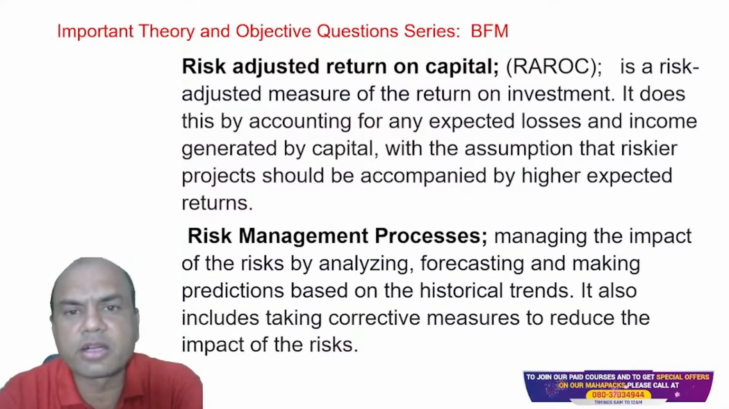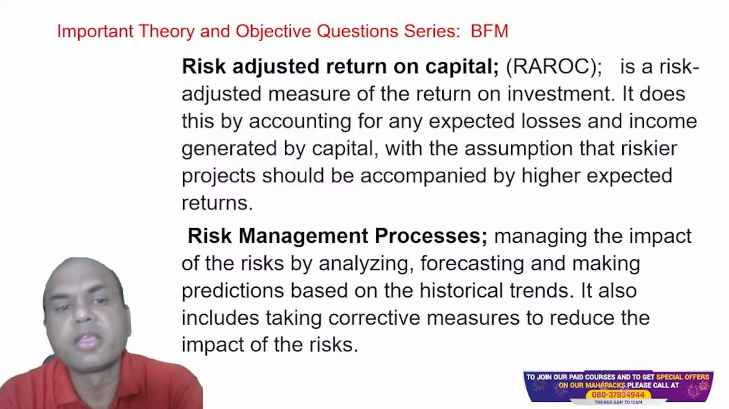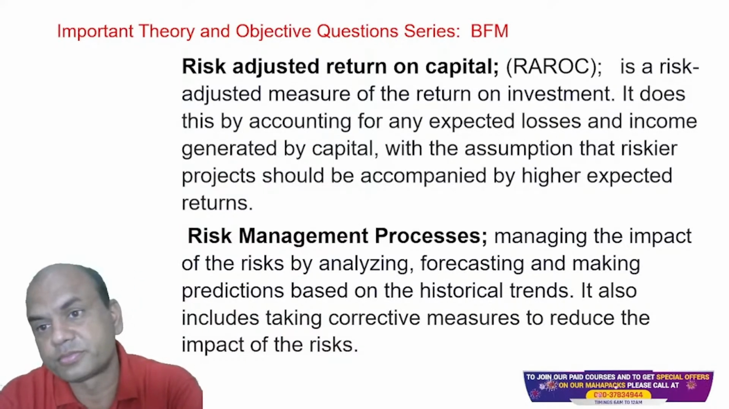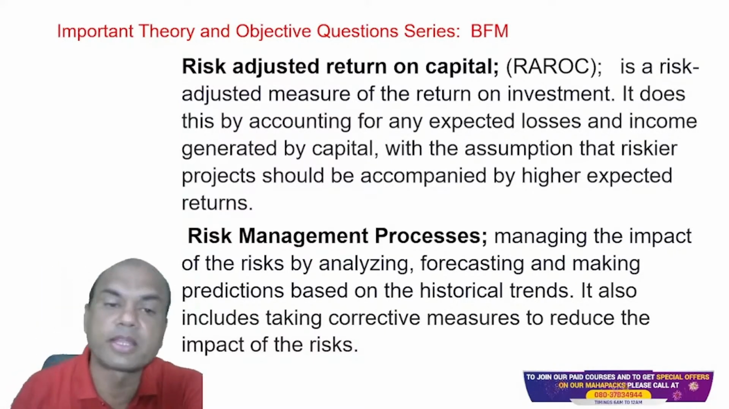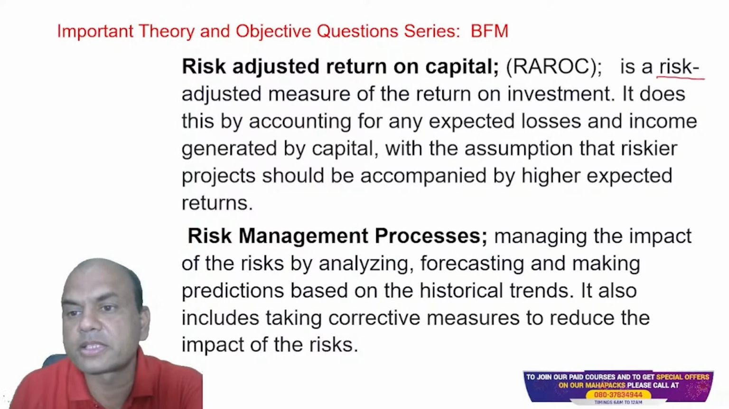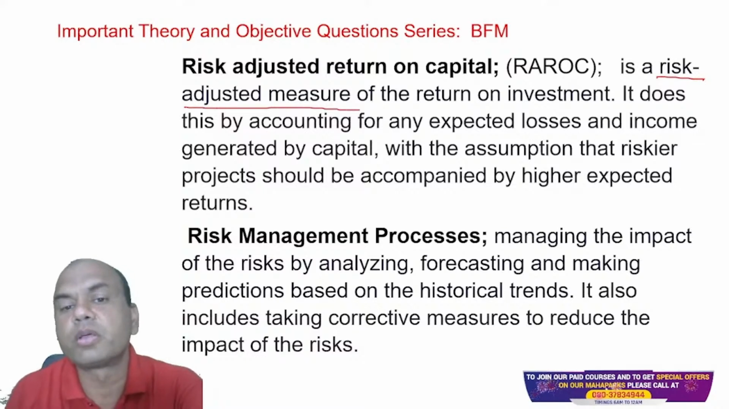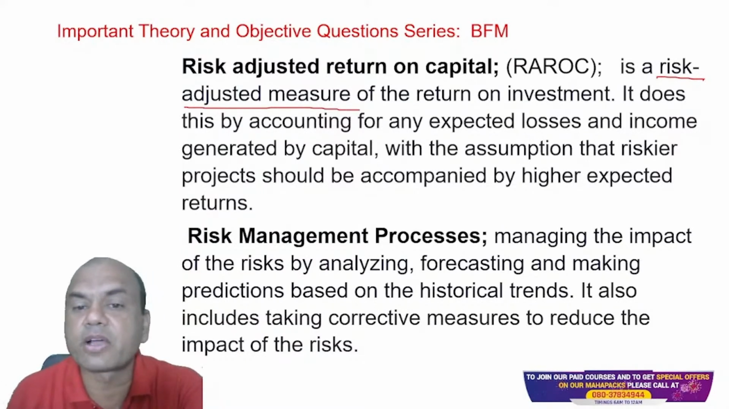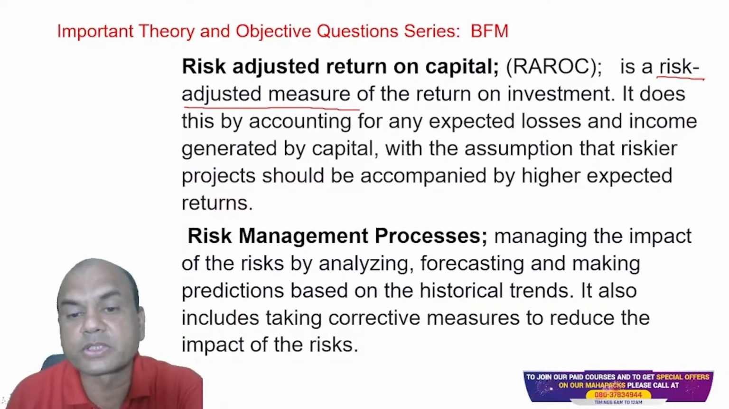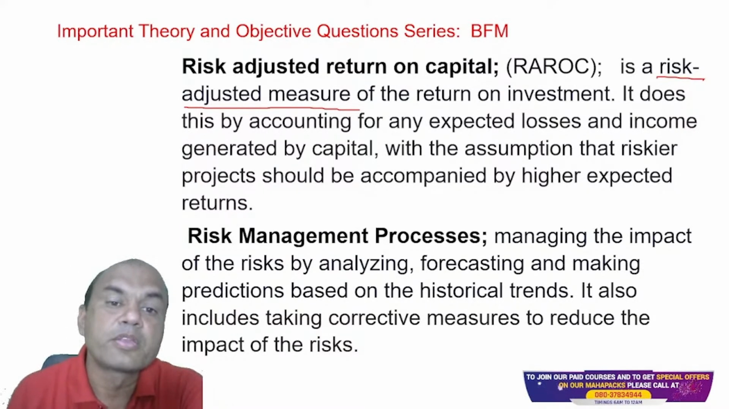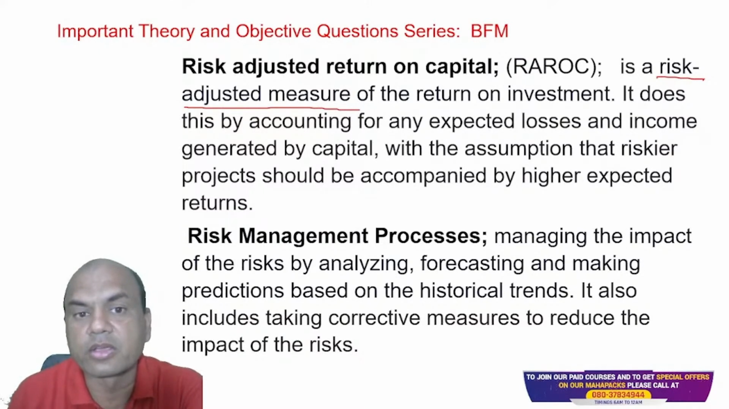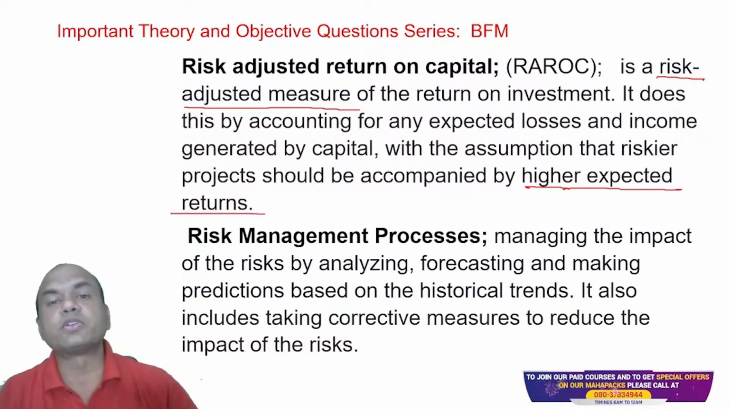So we have heard the term risk adjusted, but we don't know the exact meaning of this. Risk adjusted return on capital means what? It is a risk adjusted measure of return on investment. It does this by accounting for any expected losses and income generated from the capital, with the assumption that the riskier project should be accompanied by higher expected returns. So risk adjusted returns means what? Similar to what we have seen earlier, the higher the risk, the higher the return I'll be expecting. So if I'm investing in riskier projects, then I should get a higher return.